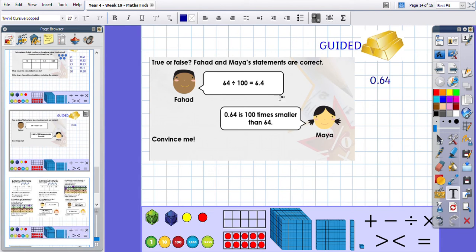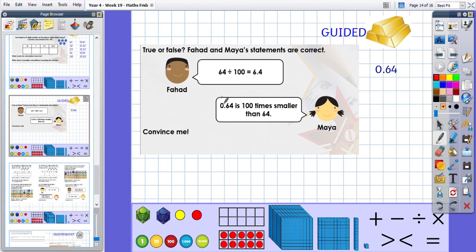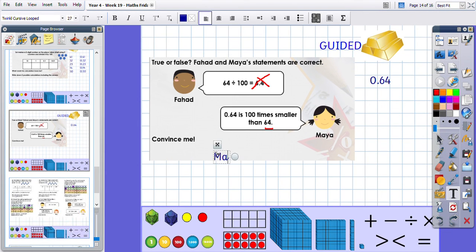Okay, so we know that Fahad is incorrect because we've got 0.64, but he said it's 6.4. So we know that he is wrong. Maya says that 0.64 is 100 times smaller than 64. Well, we started off with the number 64 and we divided it by 100, so we made it 100 times smaller, and our answer is the same as Maya. So Maya is correct, because 64 divided by 100 is 0.64.